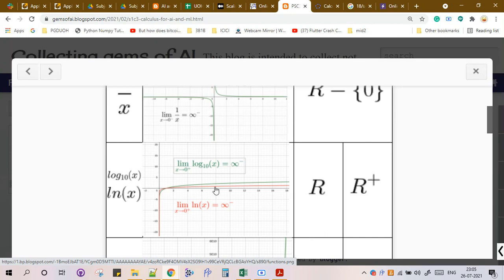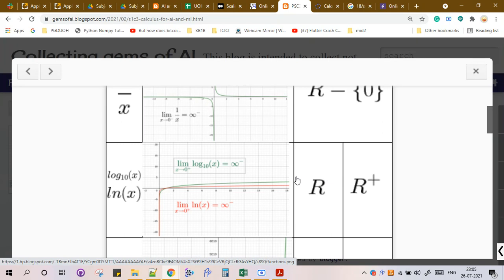So how many values can you give? You can give only positive values, right? For negative values, log is not defined at all. So what is the domain? What is the area of this domain? It is R plus, right? And how many values can it give? It can give any value, because after one it is positive, before one it is negative.